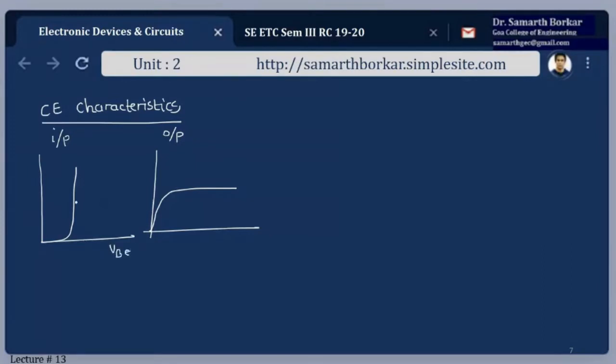VBE versus IB and IC versus VC. Each transistor, as I was discussing, has a gain. Now that gain can be calculated, fine, using an experimental approach, meaning we actually mount the circuit, we give the input and we measure the output. If I know the input, I get the output. If I take the ratio, what I'm going to get is the voltage gain.